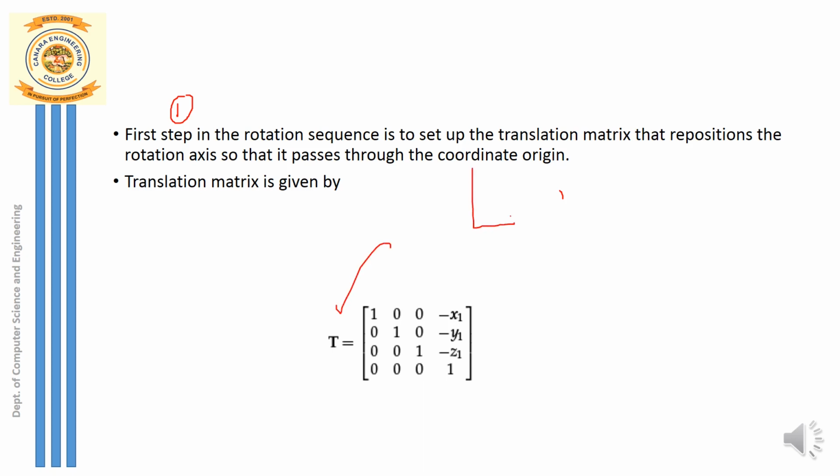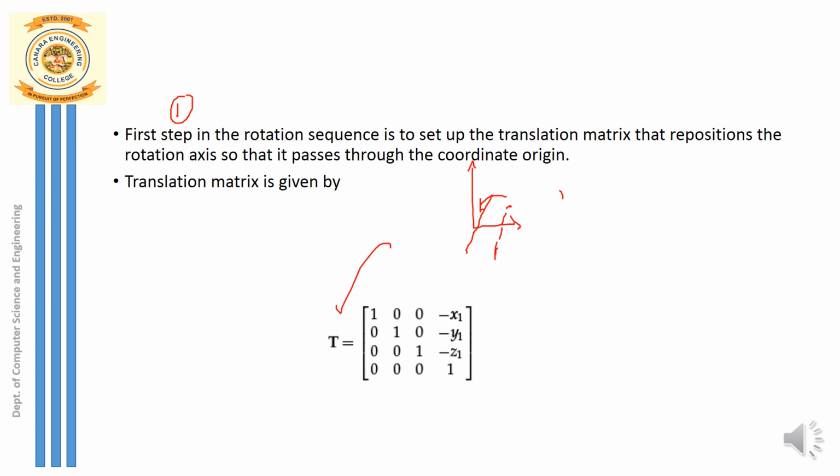Try to recall the figure there, how to translate the line segment to the origin. This was our original position of the line segment. I had translated it to the origin. So how do I translate? Both the endpoints should be brought to the origin, right?